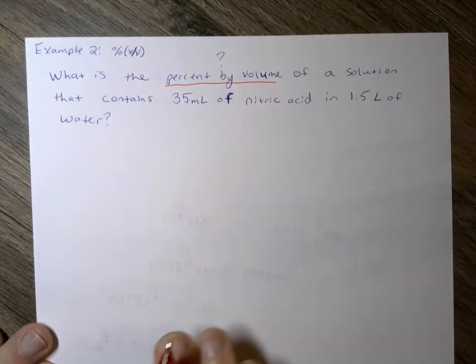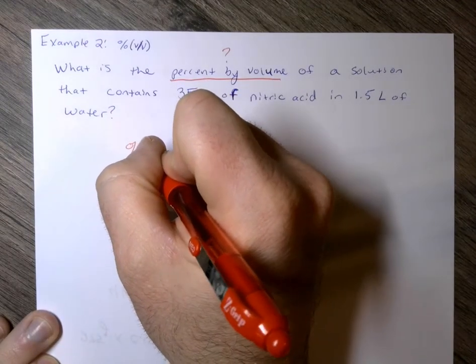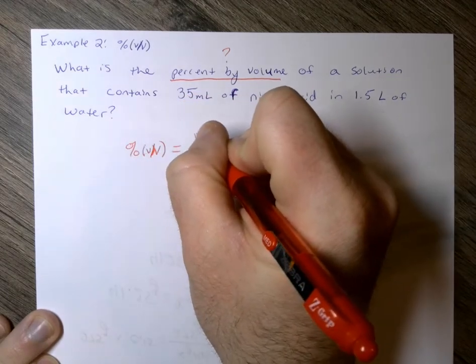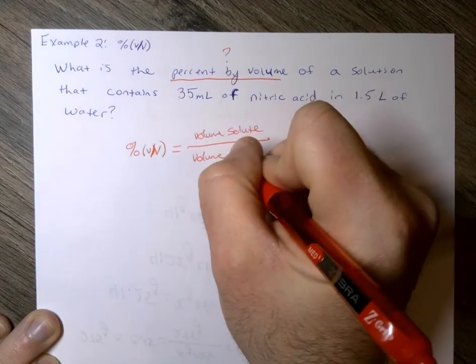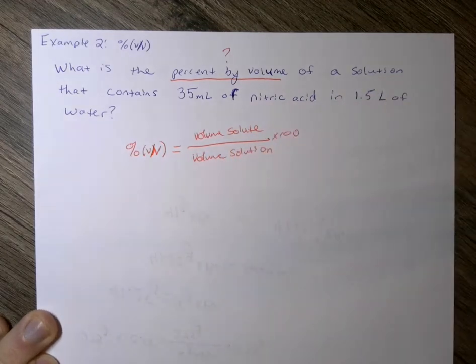So that's my unknown. I know from my calculation that percent by volume is going to equal volume of solute over volume of solution times 100. The important thing, though, is that both of my units of measure are the same. In this case, that's not the case, so I need to change one of them. So I could change liters to milliliters, or I could change milliliters to liters. Either way, it'll work out the same way in the long run.